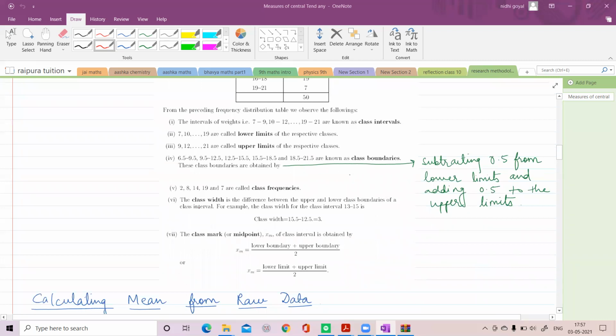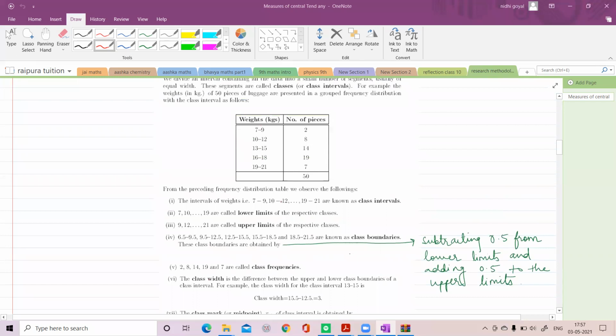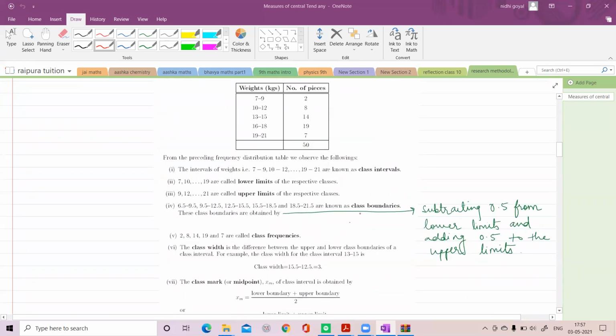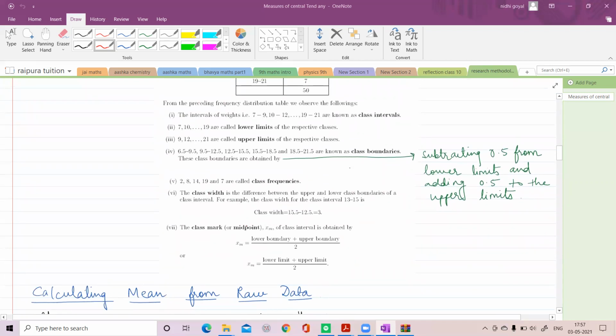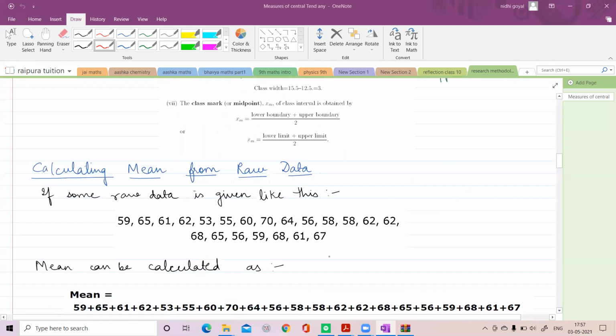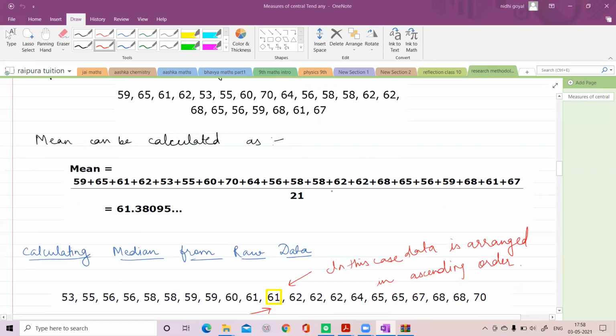And we can calculate the class width as well. For calculating class width, we just have to subtract lower limit from the upper limit, and we can calculate class mark. Class mark is also called the midpoint, and we can calculate the midpoint by using this formula. You might know all these things, like calculating mean from raw data. If we have been given raw data, then we can calculate the mean like this.